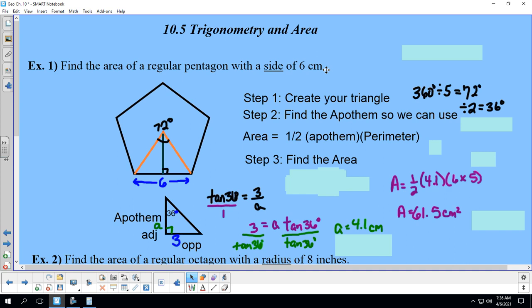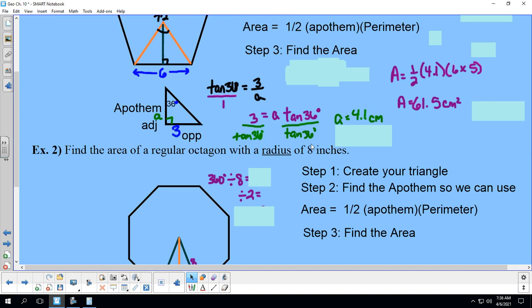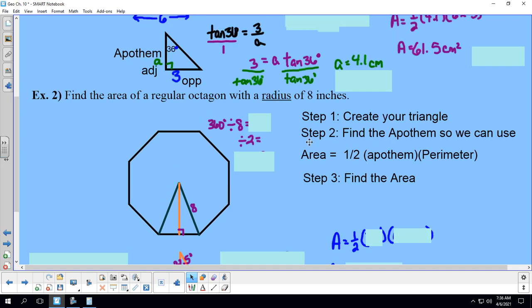Okay, so this is how it looks when you have your side. So just to go back, we created our triangle. We found that the central angle is 72, and then we cut it in half because we need a right triangle to use trig. Then we found our apothem, and then we plugged it into the area formula. Okay, let's see what happens when we have a radius instead of our side length.